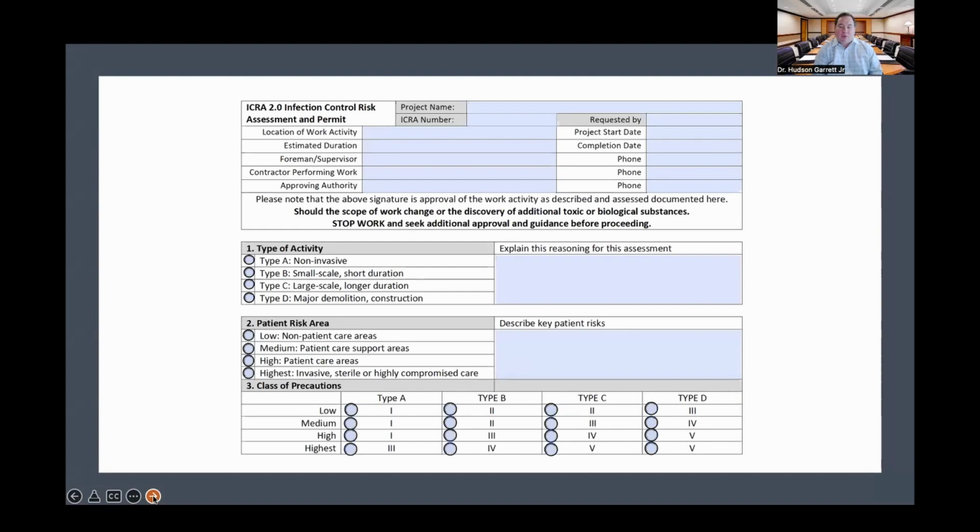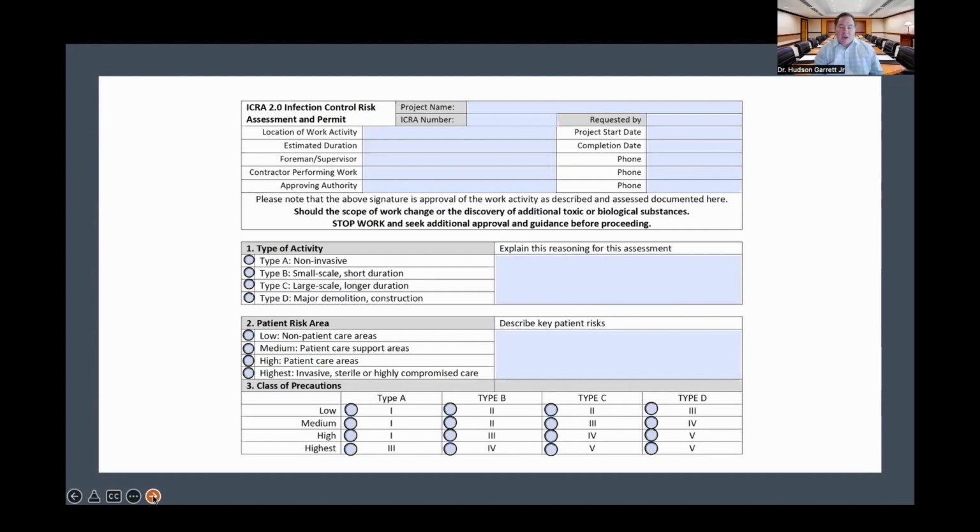What's the number for the ICRA that you're doing, the start and end date, all of the basic stuff. Your foreman and supervisor is important because that should be somebody with a higher level of infection control knowledge. Many of you may not be aware, there's actually a new certification for this process that construction and other industry personnel can go through to bring their level of knowledge up significantly so that you can have more confidence in this. Then you're going to look down at that type of activity.